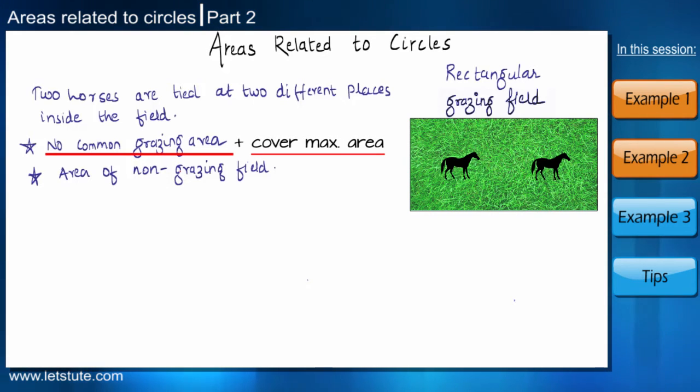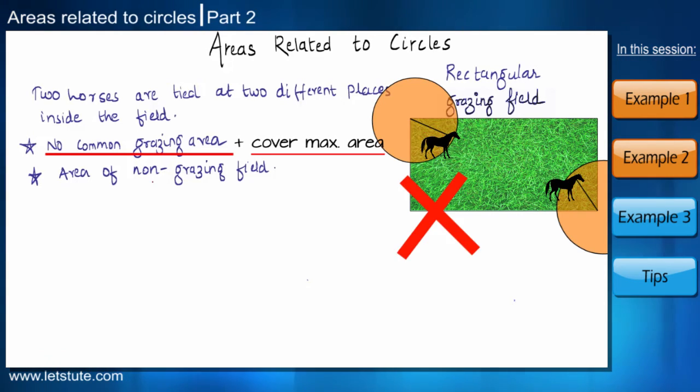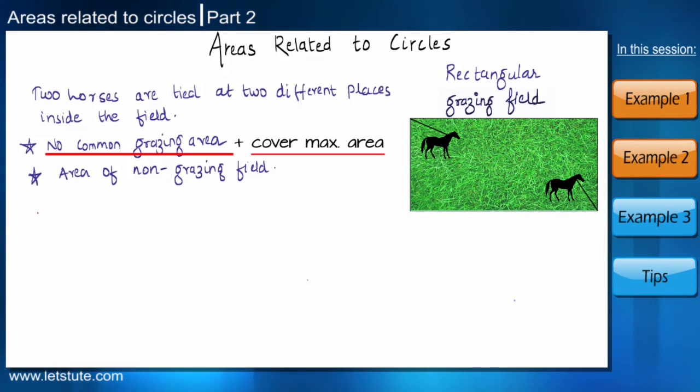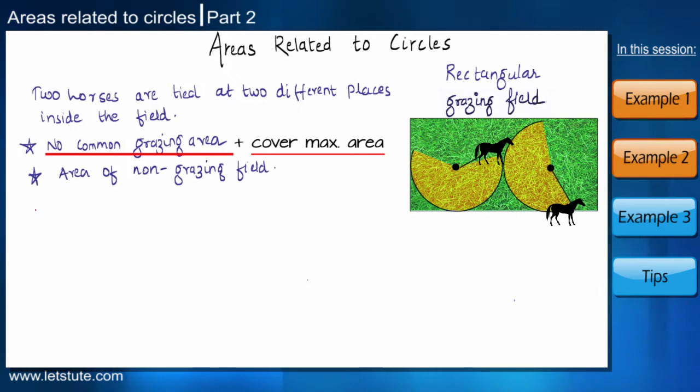If we tie the horses to the corner, they will not cover the maximum area of the field. We know horses will cover the area like a circle. So, if we try to fit 2 circles with the same diameter inside the field and tie the horses at the center of the circle, in this way, the horses will get equal amount of area and they will also cover the maximum area of the field.